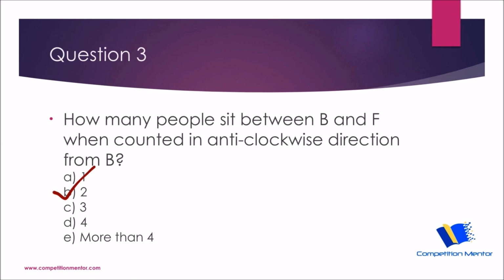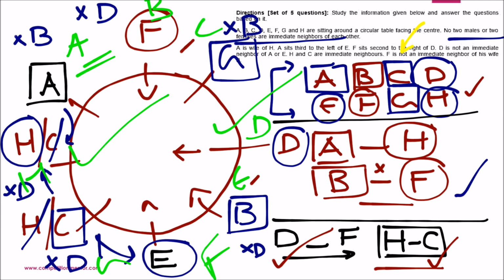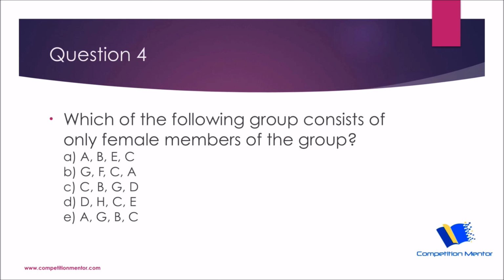That is correct. So question number 4, which of the following group consists of only female members of the group? As we have already separated this, we can see A, B, C and G were the female members. So we have to look for the option that matches. You can see here, find it, that is option E. So option E is correct.